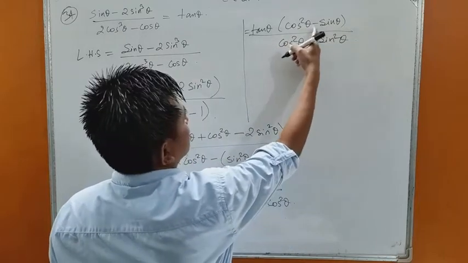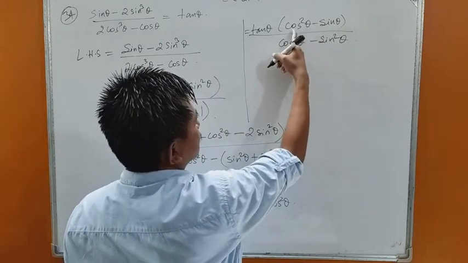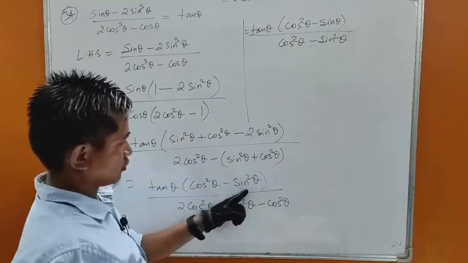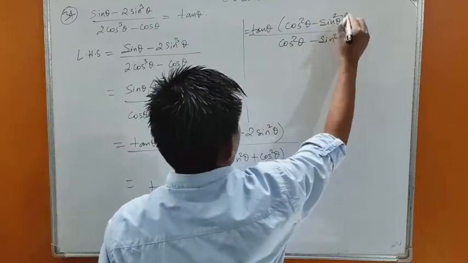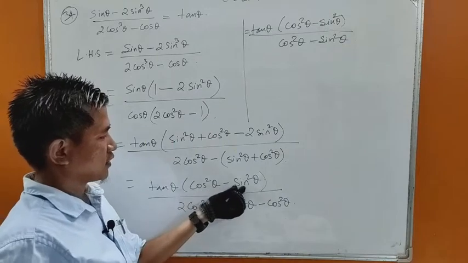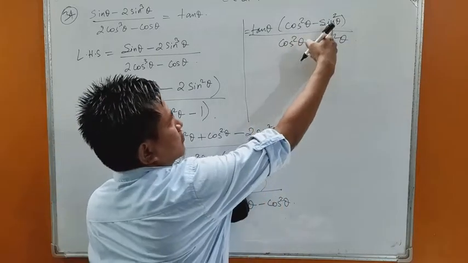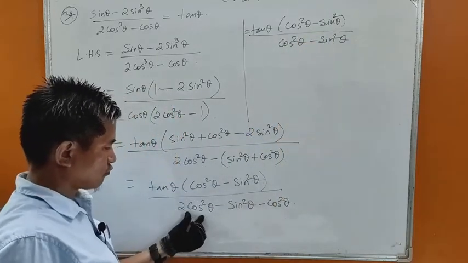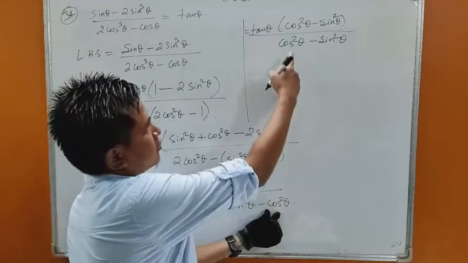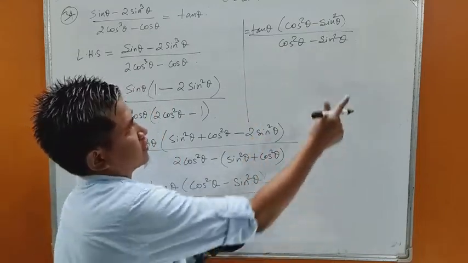So this is cos square theta minus 1, and cos square theta minus sine square theta. This is square, okay? I forgot to write square here. Cos square theta minus sine square theta. And here, 2 cos square theta minus cos square theta is cos square theta, and this minus sine square theta comes here.